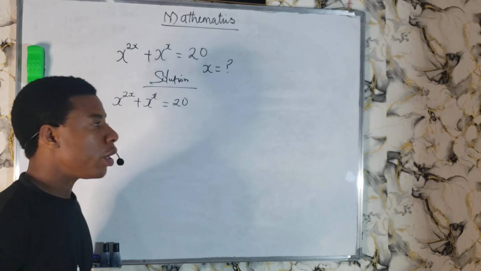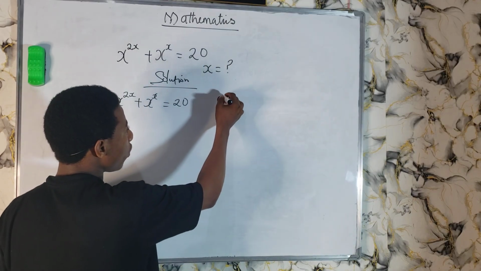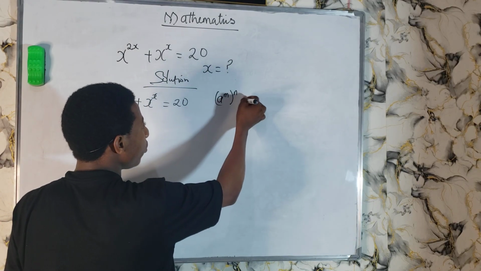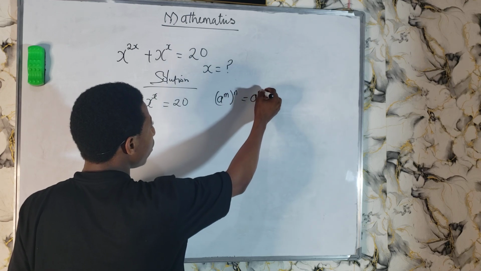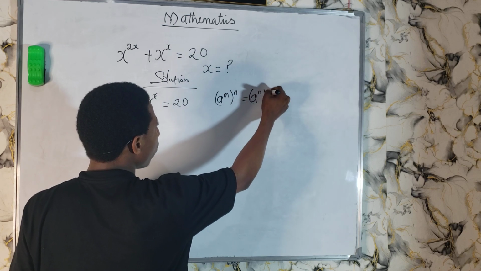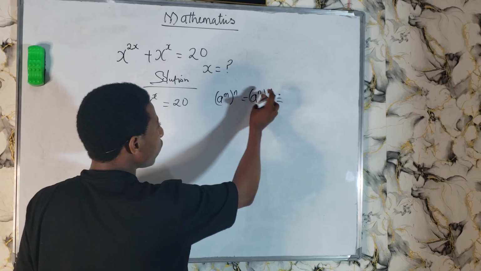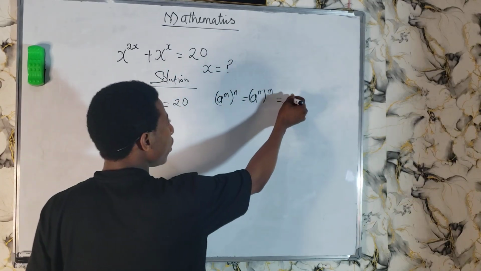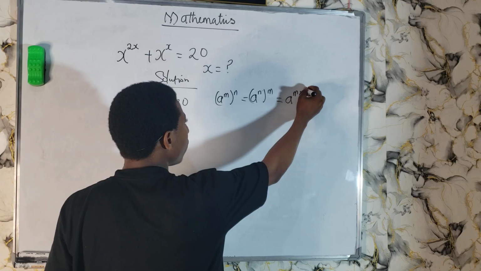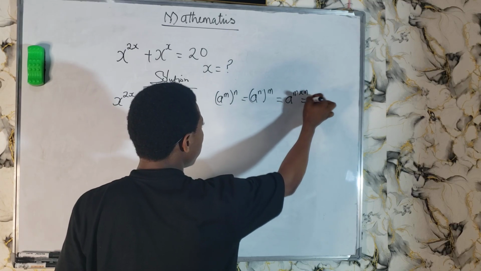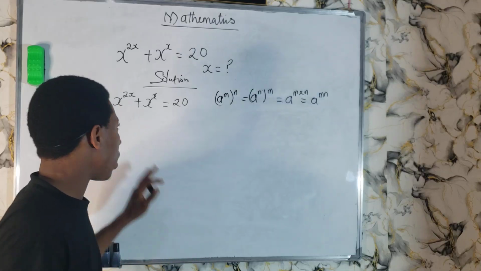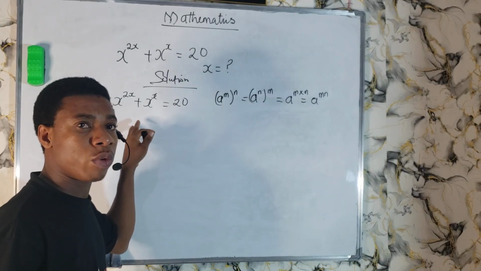That's the power rule that says that if you have something like a raised to the power m, all raised to the power n, it can still be written as a raised to the power n, all raised to the power m. Or you can decide to multiply the power inside the bracket with what is outside by saying a raised to the power m times n, which is a raised to the power mn. Are we together? I'm just trying to do something here so that as I'm solving this question, you understand what I'm doing.